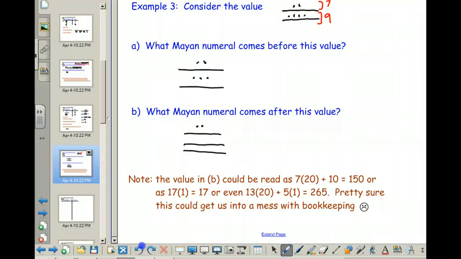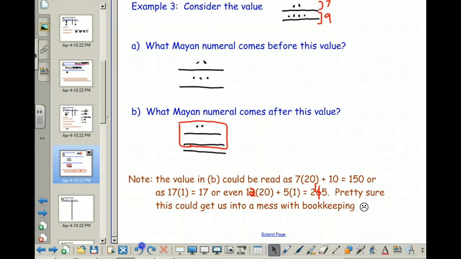Or even 13 times 20. For instance, I could do this to it. Yeah, I should have said 12. I think I took a dot off after making notes. So let's make that say 12. 12 times 20 plus 5, 245. Pretty sure this could get us in a mess with our bookkeeping.